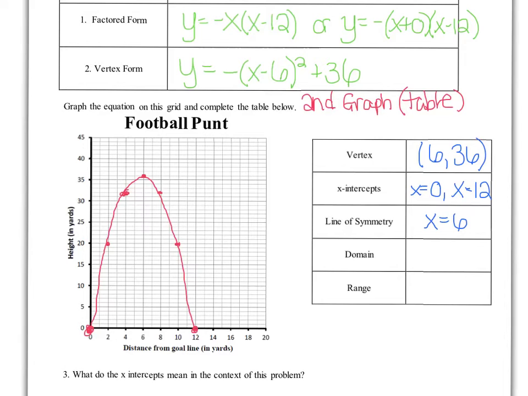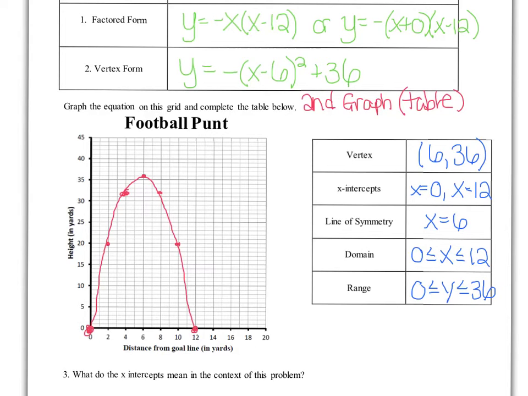We're dealing with a real-world problem. Because we're dealing with distance from the goal line, we can't have a negative distance, and our distance stops at 12. For height, we don't go past 36, but we also can't have a negative height, so we have to stop at 0. So my domain is 0 ≤ x ≤ 12. It's less than or equal to because 0 and 12 are points that are included. And my range is 0 ≤ y ≤ 36.